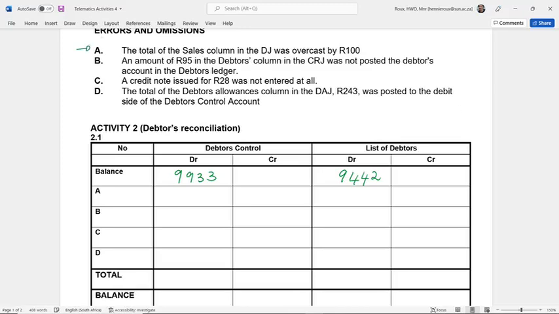Number A, the total of the sales column in the DJ was overcast, added up by too much, by 100 Rand. It's a column total, and if you remember from our slide, if a column total is the problem, then only the control account is influenced. In the DJ, we know debtors will increase. But now that was added up with 100 Rand too much, so we will have to credit, subtract from the debtors control account.